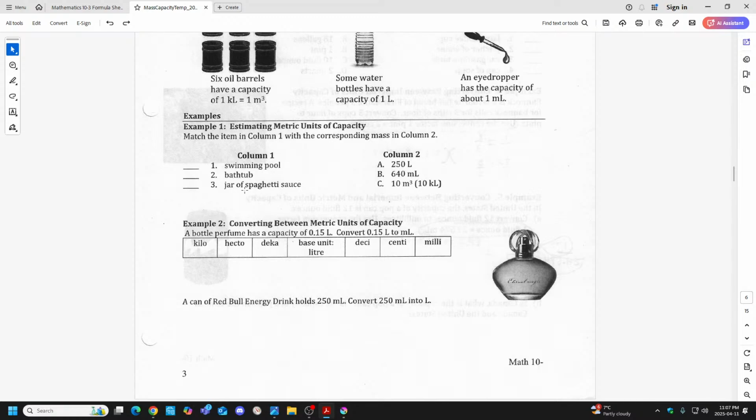So we have a bathtub and a jar of spaghetti sauce. These should be kind of quick. We obviously know the size of a bathtub, and we obviously know what a jar of spaghetti sauce looks like. So we have 250 liters and 640 milliliters. Now think of it logically. We know how much a liter is, most of us do.